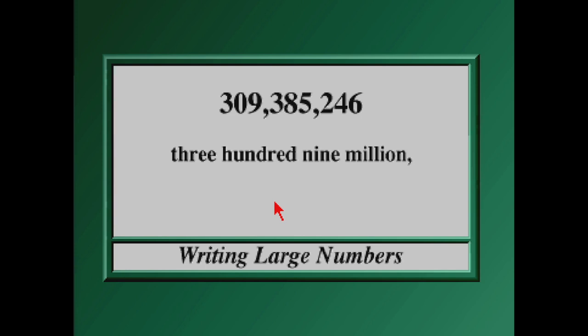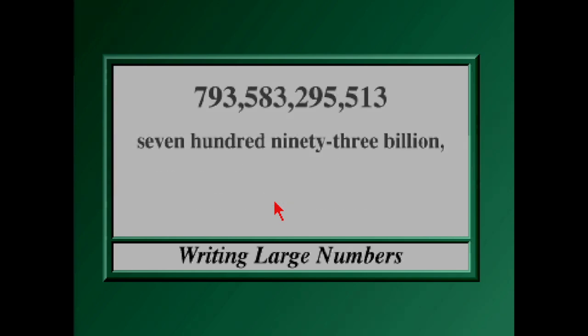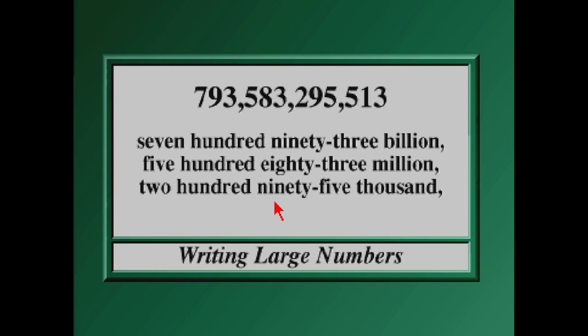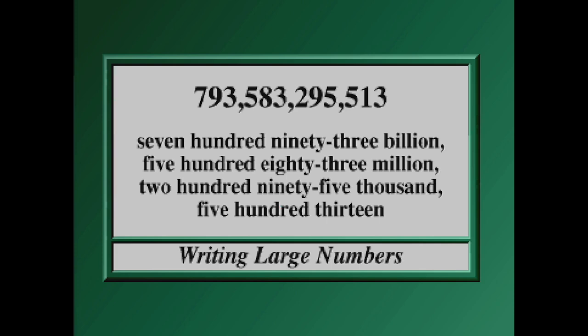309,385,246 is written as 309,000,000, 385,000, 246. 793,583,295,513 is written as 793 billion, 583 million, 295,000, 513.